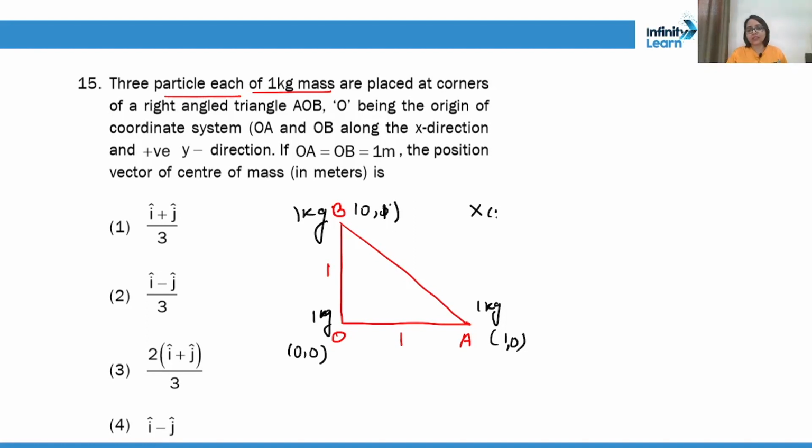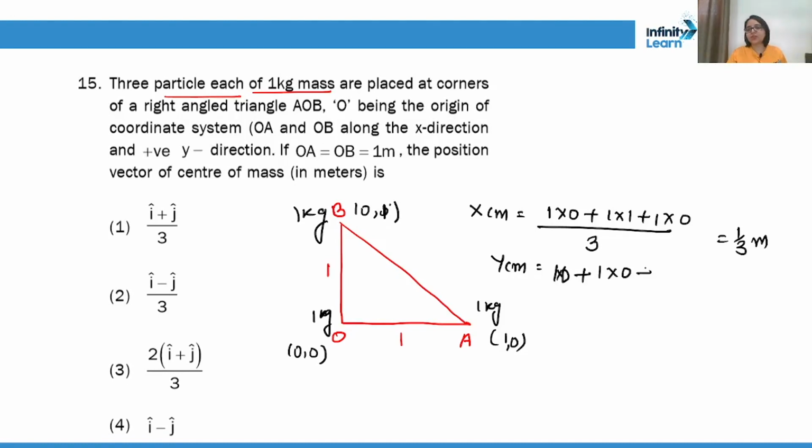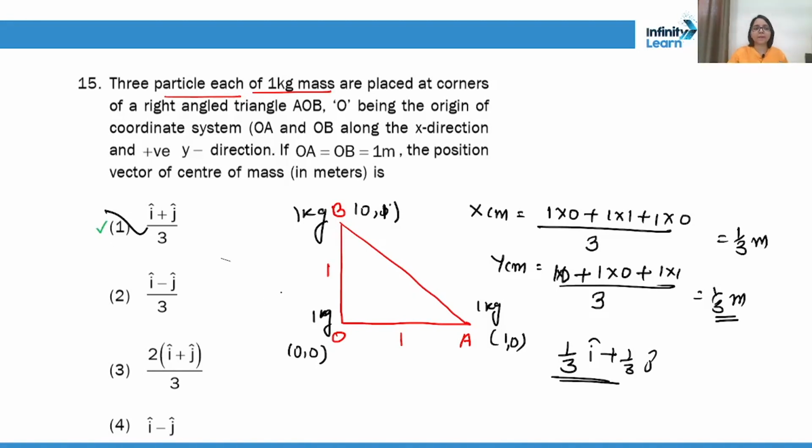So you can find XCM as M1 X1 plus M2 X2 plus M3 X3 divided by M1 plus M2 plus M3, which is 1 by 3 meter. YCM is M1 Y1, 1 into 0, plus M2 Y2, 1 into 0, plus M3 Y3, 1 into 1, divided by M1 plus M2 plus M3, which is 1 by 3 meter. Right, so we have XCM, YCM. So let's find the position vector. So it will be 1 by 3 I cap plus 1 by 3 J cap. So it is (I plus J) by 3, which is option 1.